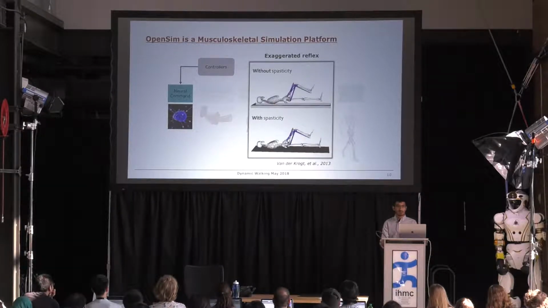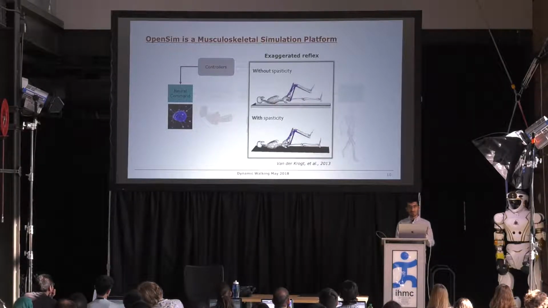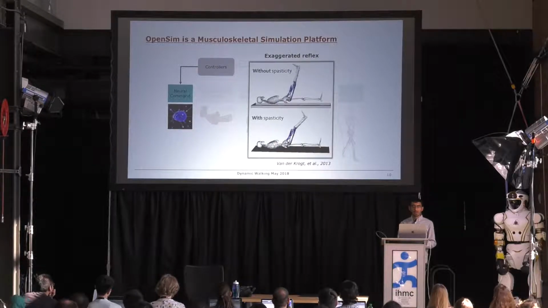These neural models have been used to study the effect of exaggerated tendon stretch reflexes, or spasticity. So in this video on the top, you'll see a motion of somebody who has an intact nervous system, or a healthy individual, and on the bottom, someone with spasticity. And you'll see that with spasticity, the subject isn't able to extend their knee quite as much.